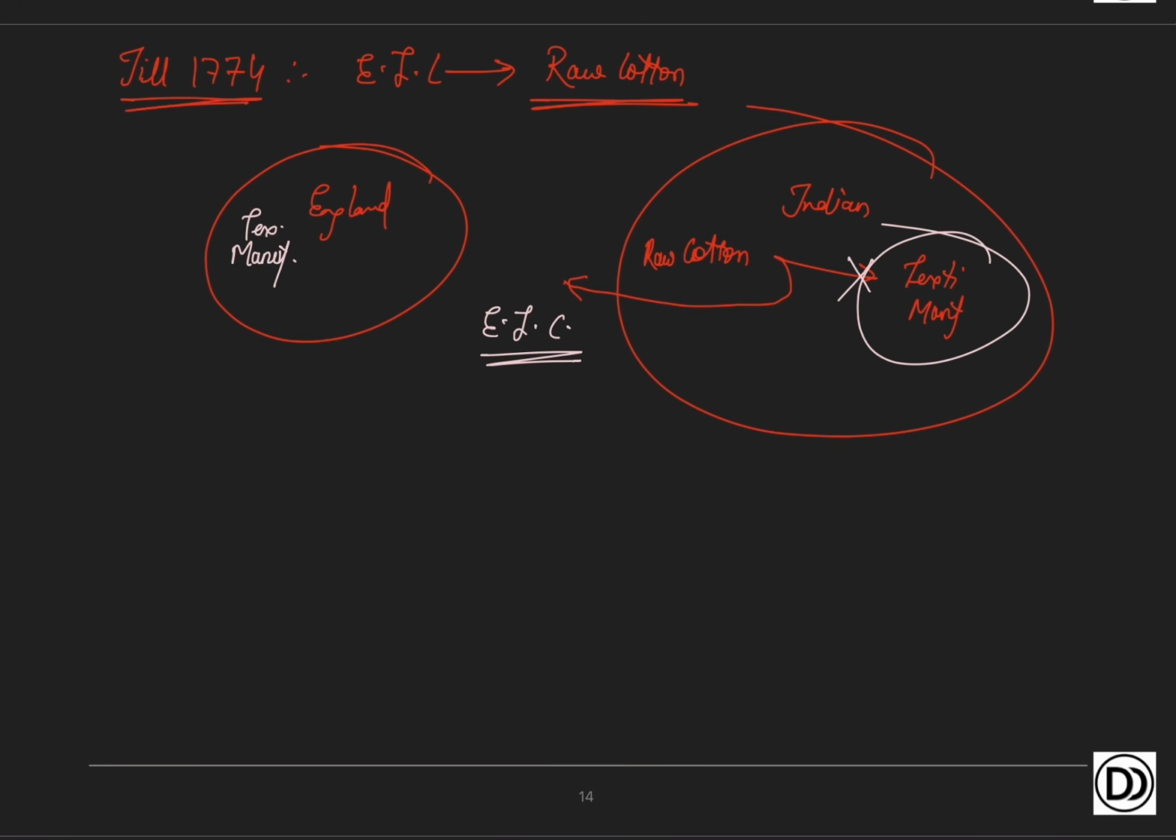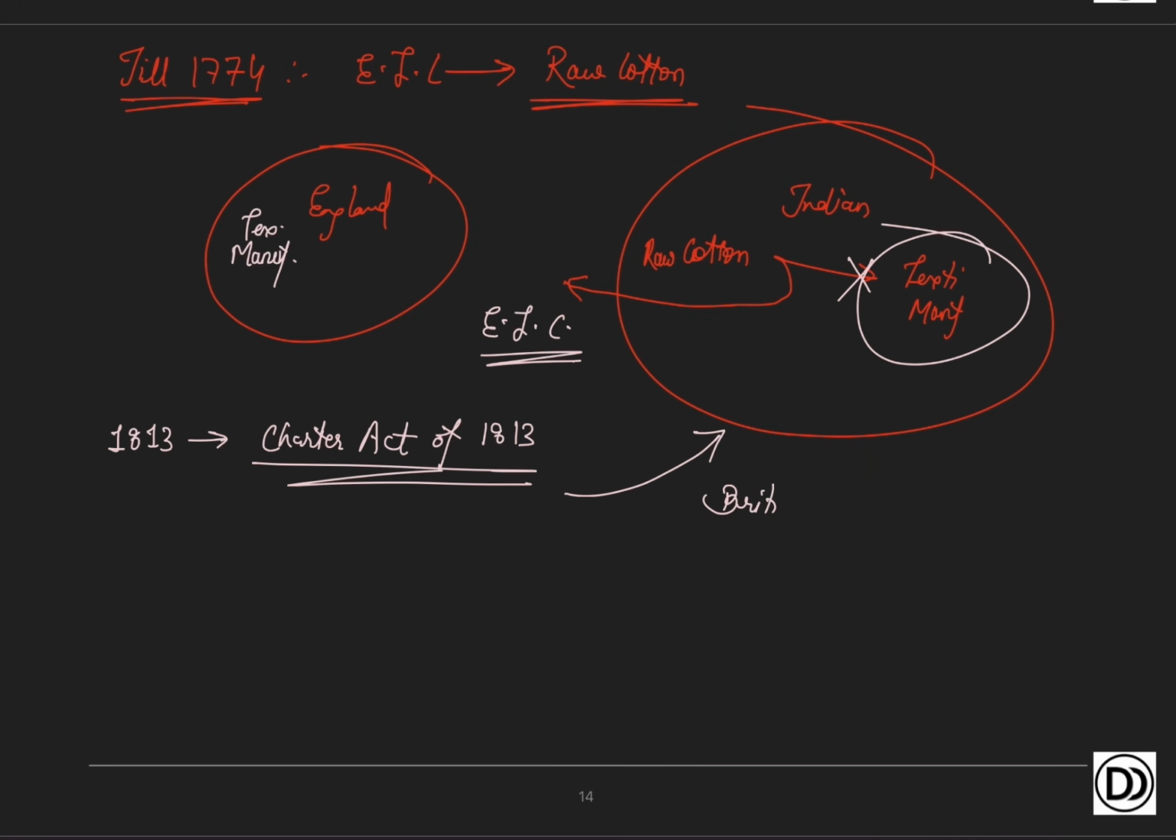Now one more thing, after 1813, when a Charter Act was passed, so we say the Charter Act of 1813 was passed. Under it, the control of Indian territories was taken over by the British government. The British government took over the control from East India Company. So East India Company was no more administering the Indian territories. Now the control was taken over by the British government.